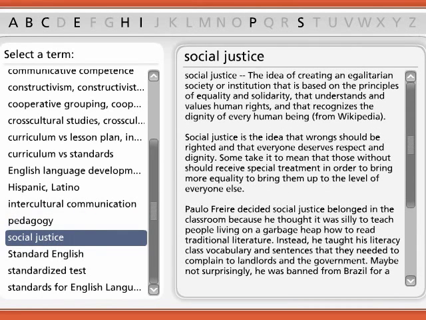Social justice. Social justice is the idea of creating an egalitarian society or institution that is based on the principles of equality and solidarity, that understands and values human rights, and that recognizes the dignity of every human being. What does that really mean? Well, social justice is the idea that wrongs should be righted and that everyone deserves respect and dignity. Some take it to mean that those without should actually receive special treatment in order to bring more equality, to bring them up to the level of everyone else.